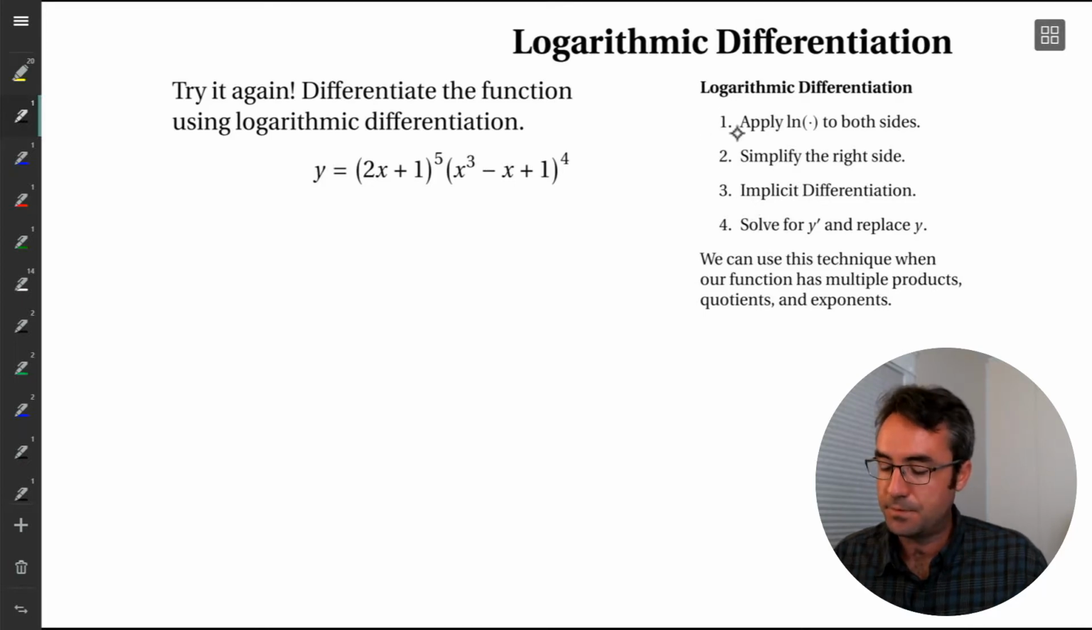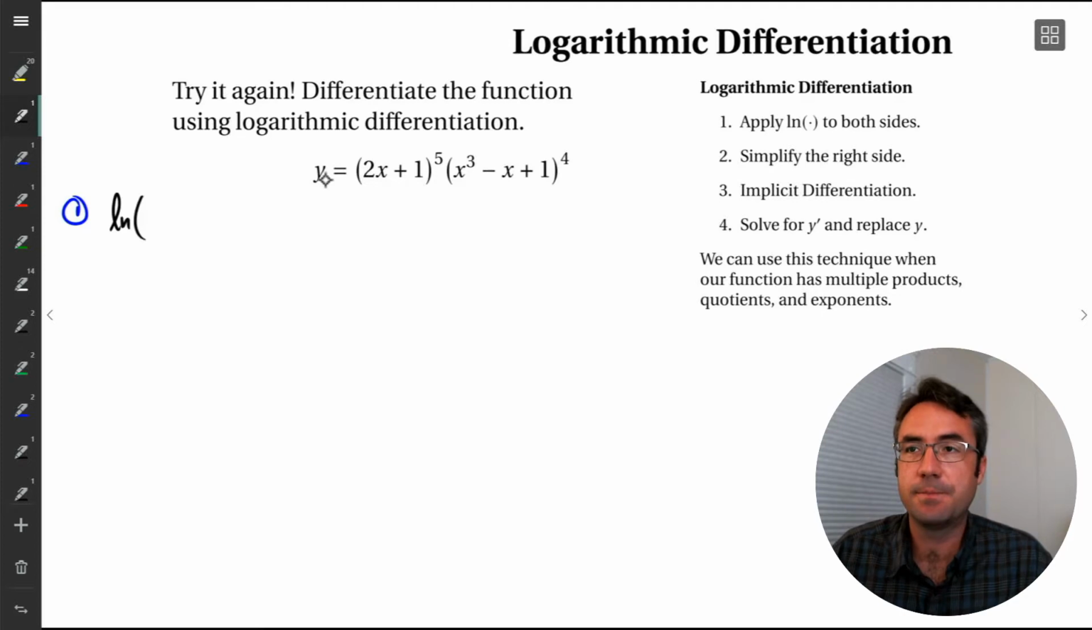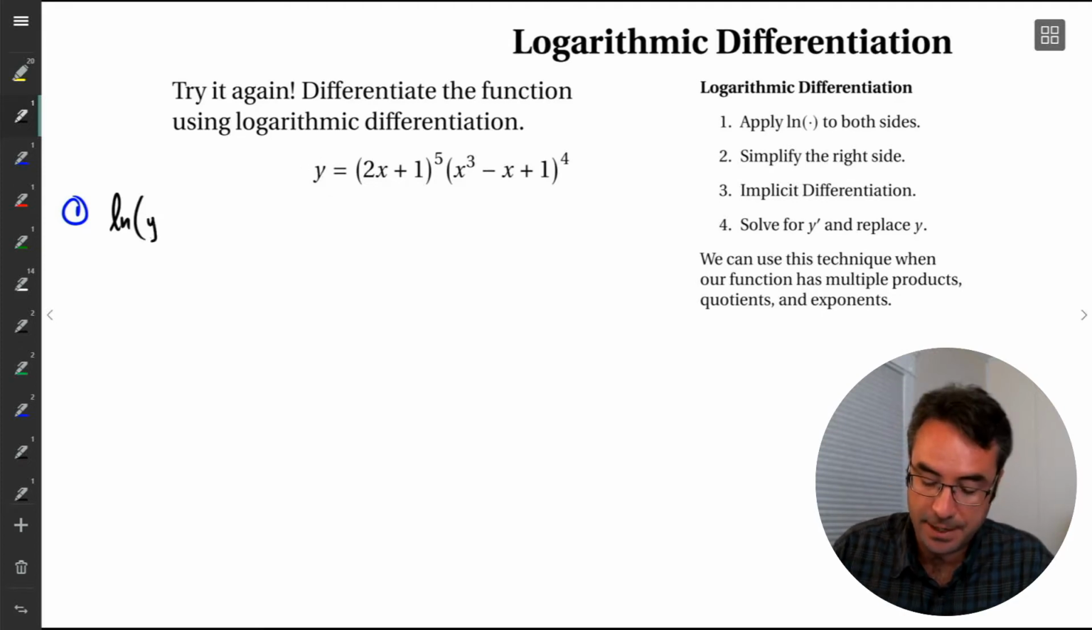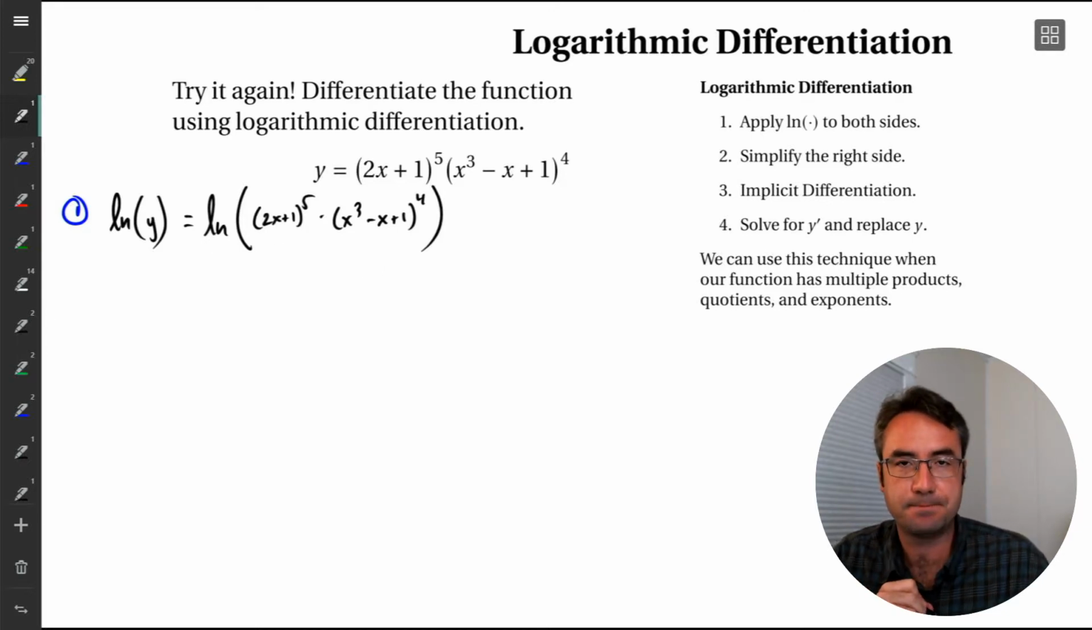So step one, what's the first step for logarithmic differentiation? We're going to apply the natural log function to both sides. So step one, apply natural log to both sides. So we have our equation here. We're going to apply it to the left, so it'll be natural log y on the left. And then on the right, it'll be natural log of this entire thing: 2x plus 1 raised to the power 5 times x cubed minus x plus 1 raised to the power 4. We've applied the natural log to both sides.